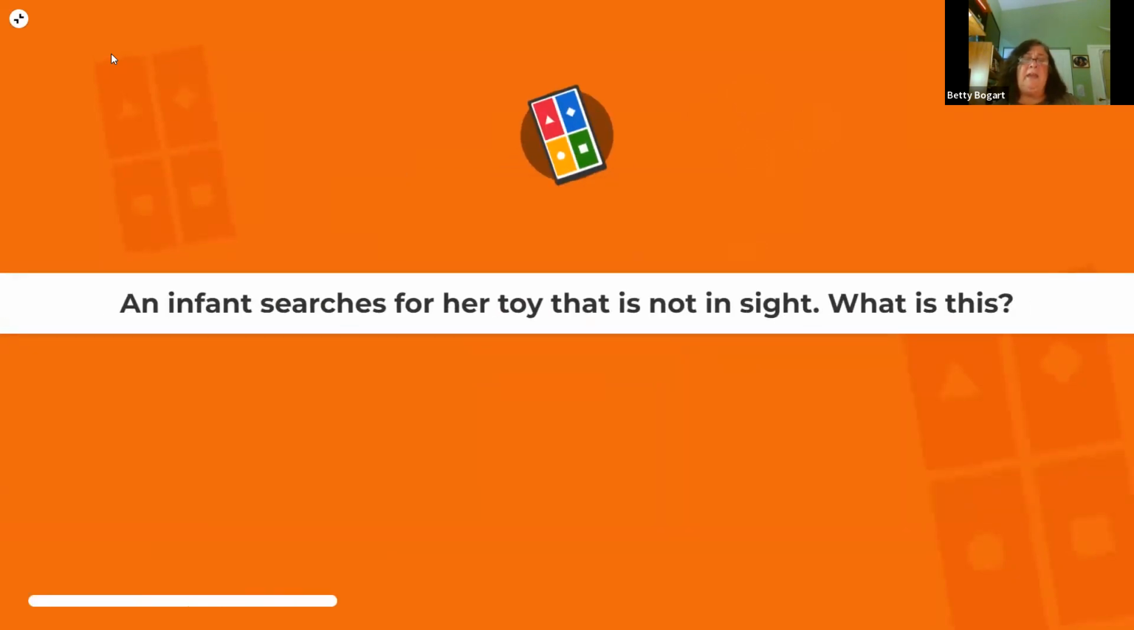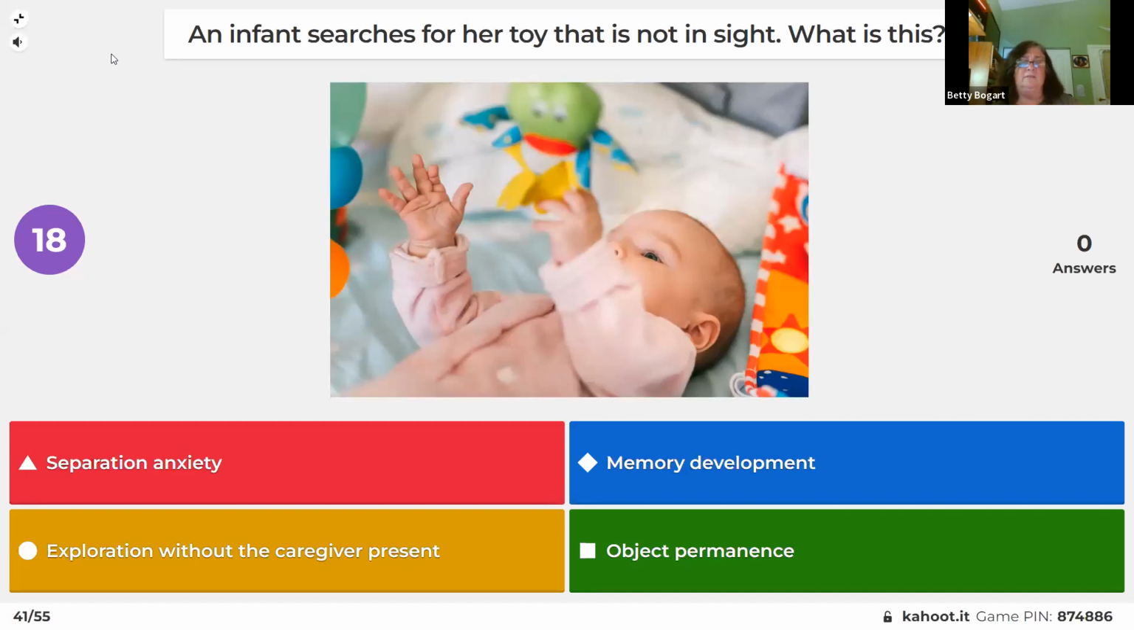Multi-select. An infant searches for her toy that's not in sight. What is that called? She knows it's there, but it's not in sight.